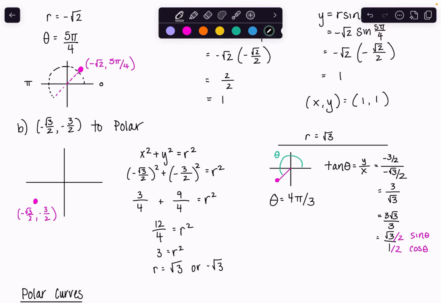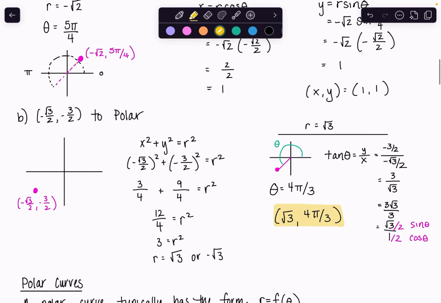So when r is equal to root 3, then my theta value is going to be 4 pi over 3. Okay. So this coordinate would be given by (root 3, 4 pi over 3). Okay. So that's one way to represent our point in polar. However, we can also consider our r value to be negative.